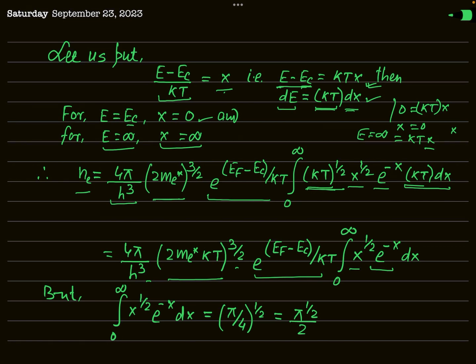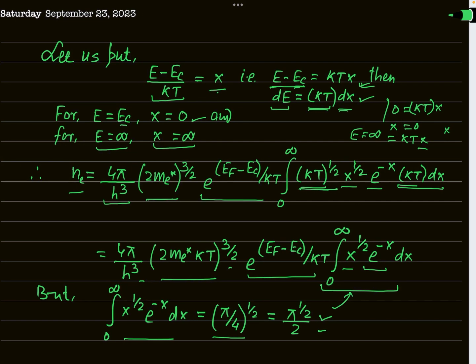Actually, this is a very well-known standard integral, and its value is obtained by the use of the gamma function. Okay. So if you have an idea of the gamma function, which we study actually in mathematical physics, then you can say that the value of this integral is equal to root pi over 2, or pi to the power 1 by 2 over 2. Okay. So you can remember this value because this is a standard integral. So now let us replace this integral by this value. Okay. And after replacing, what will happen?